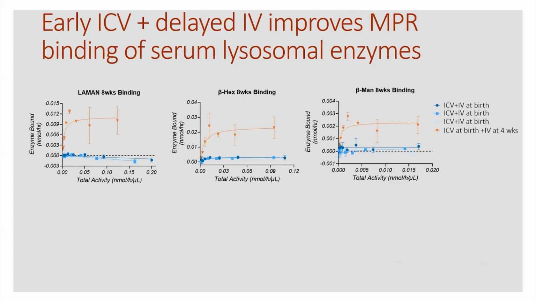The blue circles and squares, and I think those are triangles, I can barely see them, represent mice that are treated ICV plus IV at birth, whereas the inverted red triangle, orangish red triangles are ICV treatment at birth plus IV at 4 weeks. So it looked like we did not see restoration of mannose-6-phosphate on lysosomal enzymes when we treated IV plus ICV at birth, and so that delayed IV therapy, because we were able probably to give that 10-fold higher dose, was more effective.